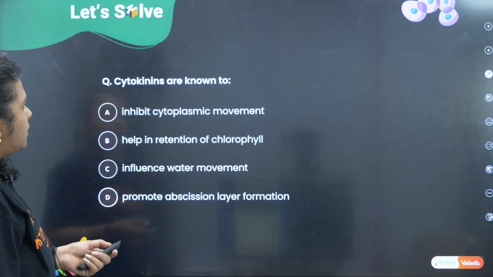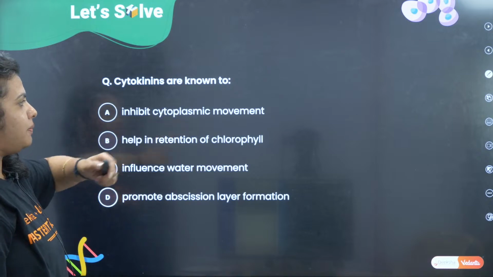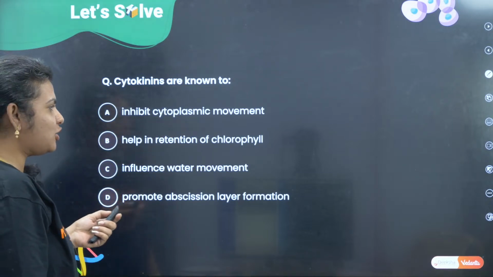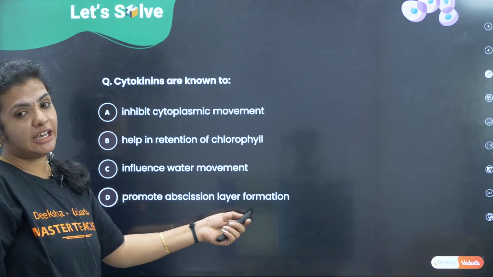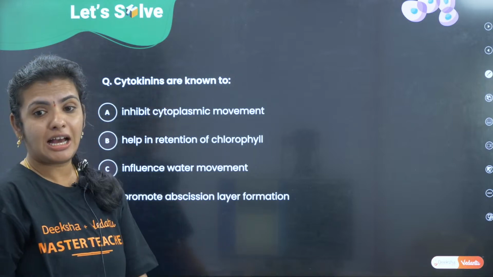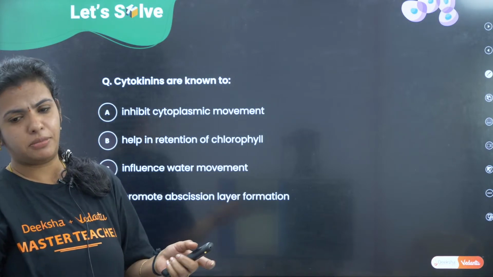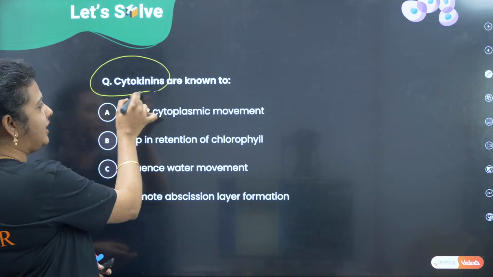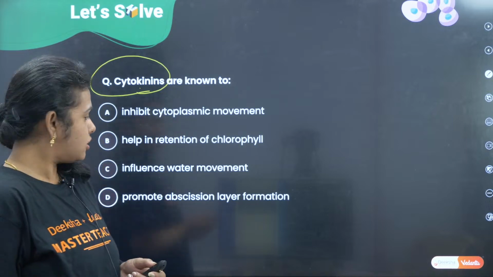All right. Next we have: cytokinins are known to inhibit cytoplasmic movement, help in retention of chlorophyll, influence water movement, promote abscission layer formation. So what is abscission? Abscission means falling off. Okay. Abscission means falling off of a leaf or a stem or any part of the plant. So what do you think cytokinin does? Please give your answers on the chat box.